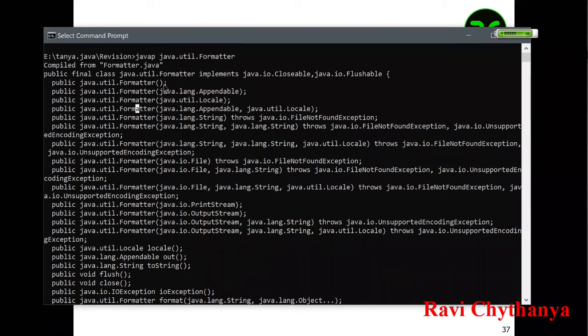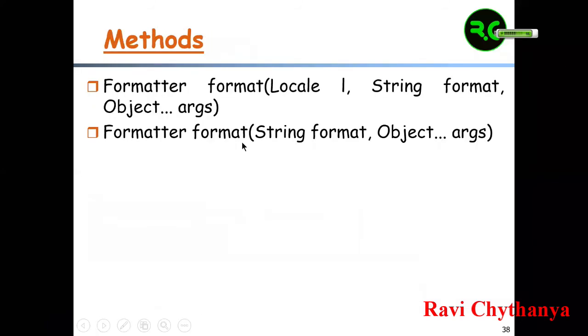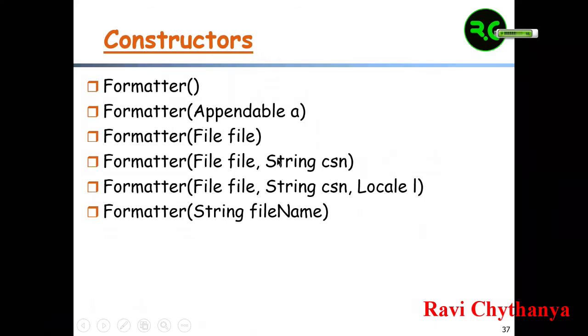There is the default constructor, which takes the formatter for performing operations on the class itself. Then there are constructors taking an Appendable, Appendable with Locale, a String, a String with String, which has the file name, and a String with Locale. Then File, PrintStream, OutputStream, and so on. Let us have the File here, and File with csn.